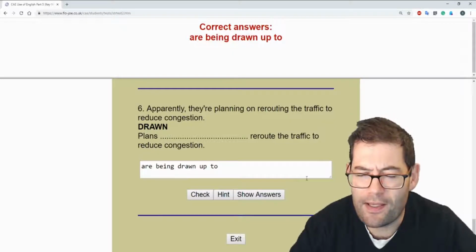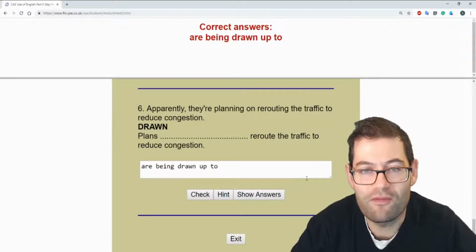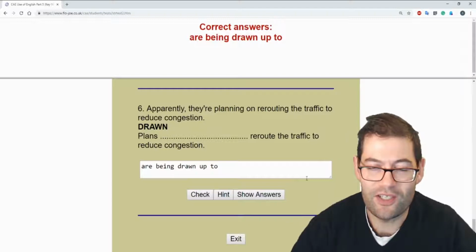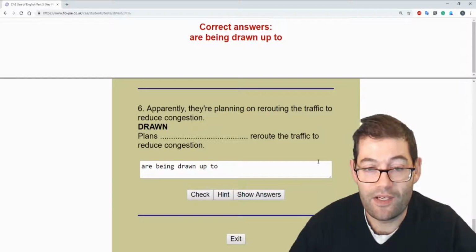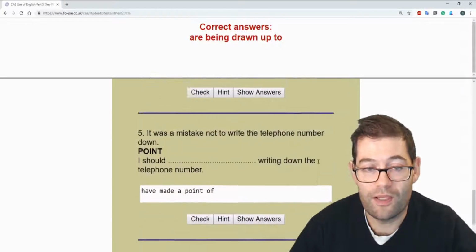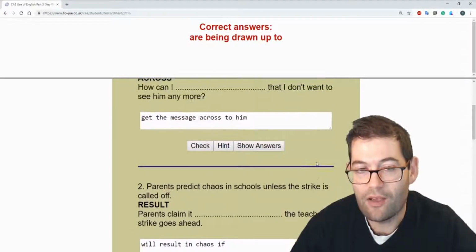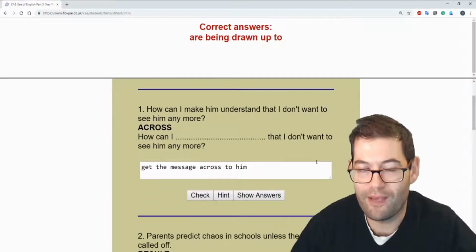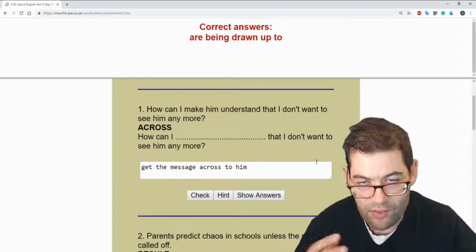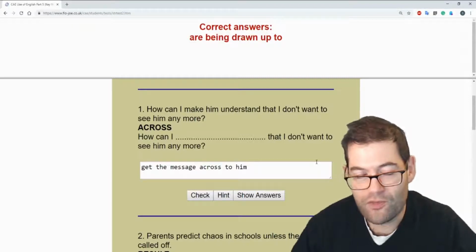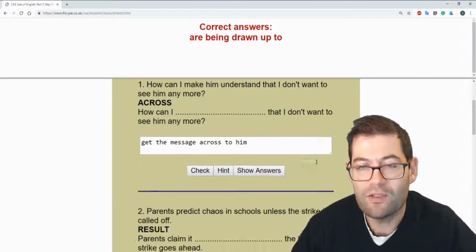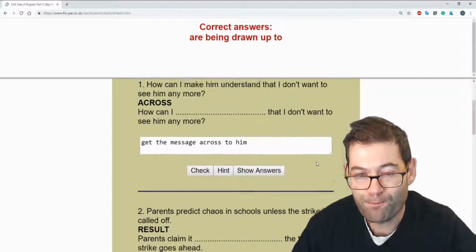Tricky, nasty little question to finish off this keyword transformation exercise. And as a matter of fact, if we go through all of the questions, they were quite tough. You need a good knowledge of vocabulary, a good knowledge of grammar structures in order to do the transformations in the correct way. So this was a toughie, no doubt about it.